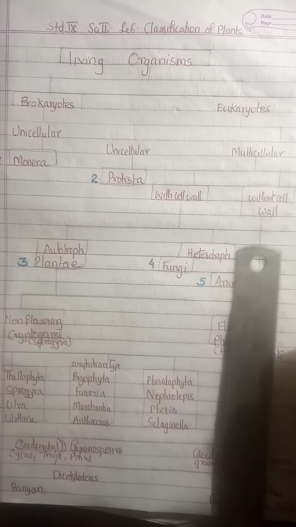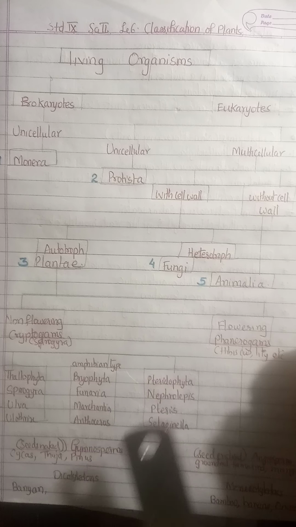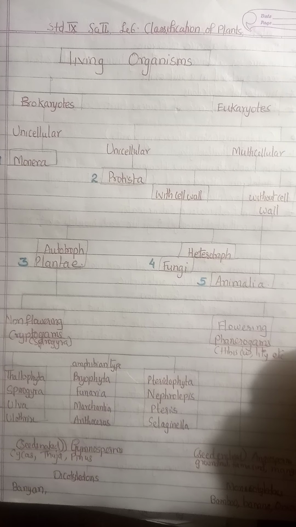Then without cell wall implies here Animalia. Animalia, that is the animal kingdom, is not there this year. Next year it will be there in detail. So this year we are only going to study classification of plants, or the plant kingdom, in detail.